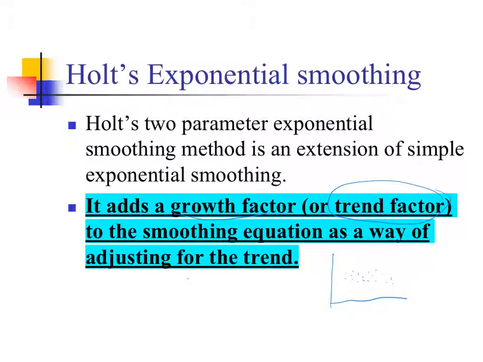But sometimes we have trend in the data. What if we have a trend? Then the simple exponential smoothing method is not appropriate to use. Then you need to use Holt's exponential smoothing method. For data like this, going in an upward trend, or a data set with a downward trend, Holt's exponential smoothing method provides you lower errors.